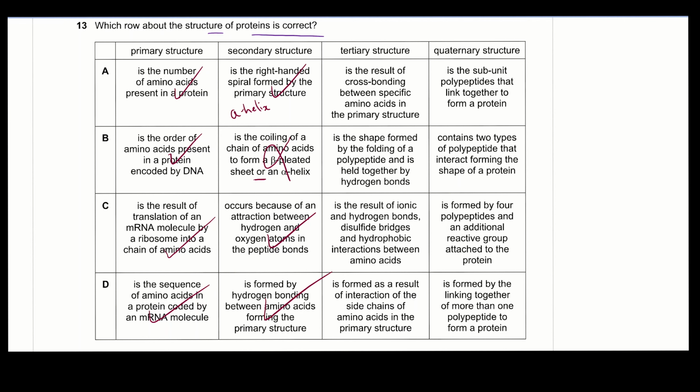This is correct. Tertiary structure. Just a brief note, it's the bonds formed between the R groups or side chains of amino acids. It could be disulfide, ionic, hydrogen, and hydrophobic.